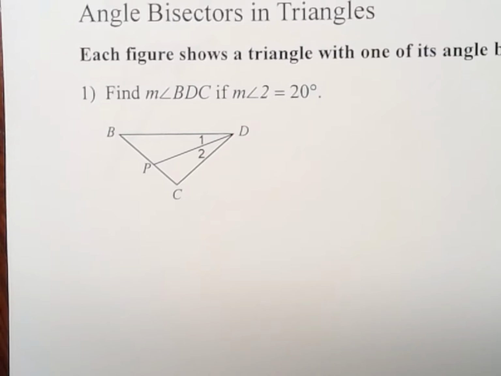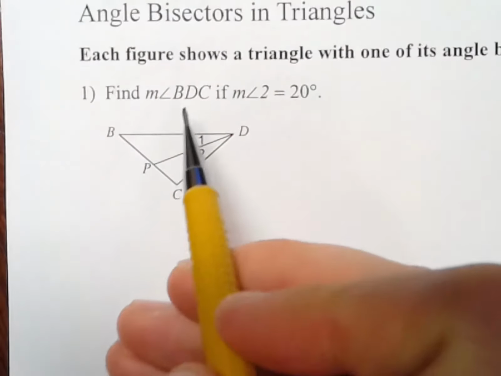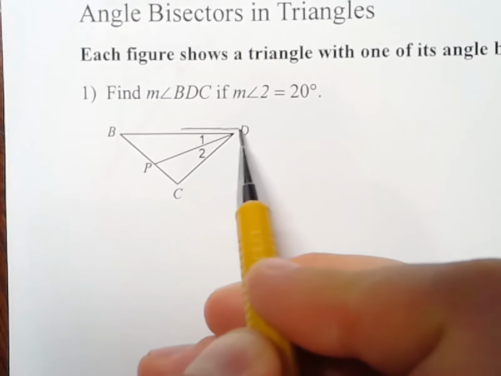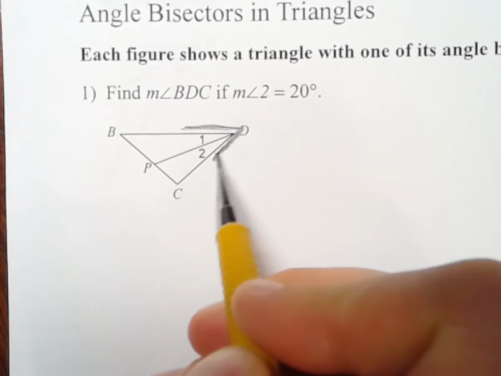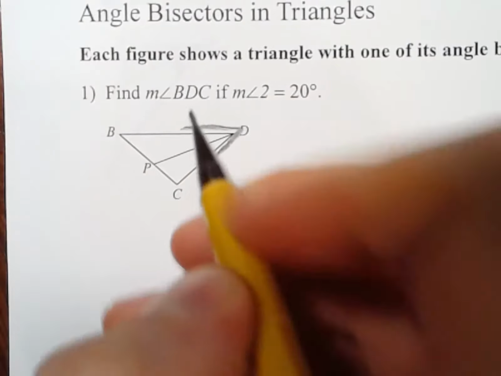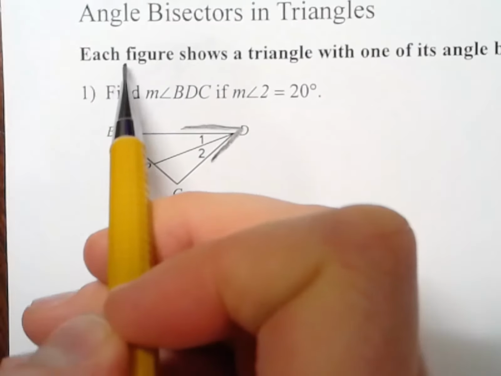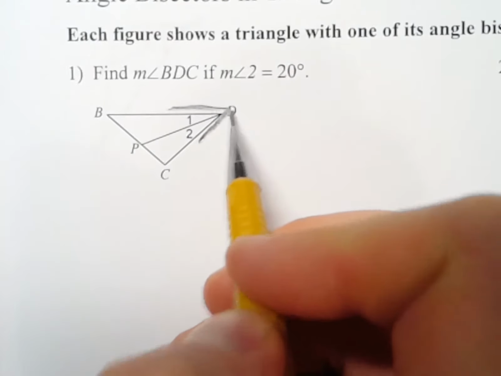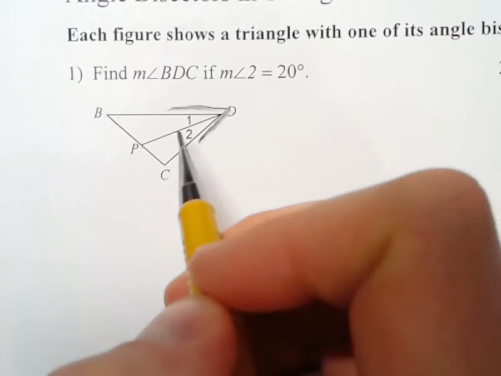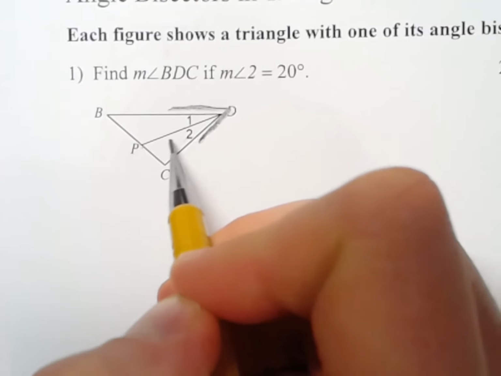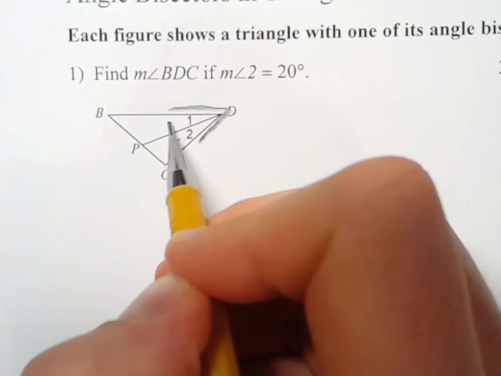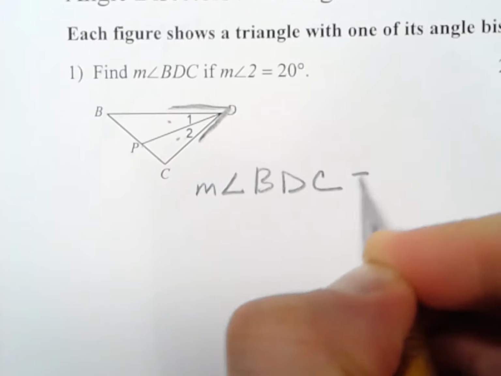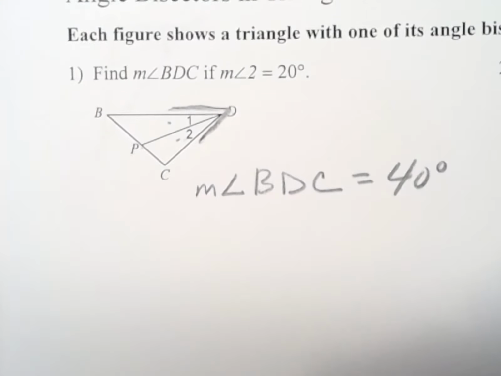All right. So what if we wanted to find the measure of BDC, which is again right there, if the measure of angle 2 is 20? Notice that each figure shows a triangle with one of its angle bisectors. So we know that DP is an angle bisector, and we know that angle 2 is 20. So if that's 20, then this has to be 20. So the measure of angle BDC equals 40. Okay?